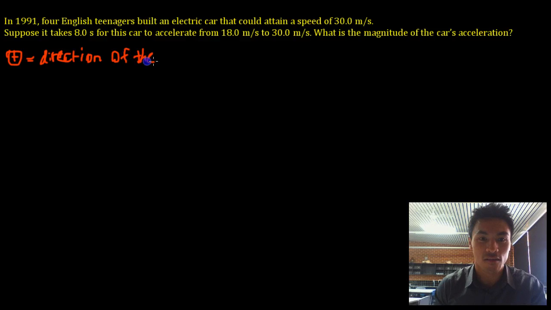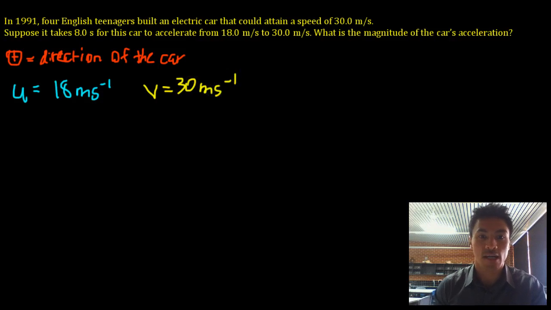Of the car. Okay, so if we know that the direction of the car is the positive direction, all our values are also going to be positive. So let's take out all the values that we know. It's going to speed up from an initial velocity of 18 meters per second, and it's going to get to a max velocity. So our final velocity, being its maximum velocity, is 30 meters per second.